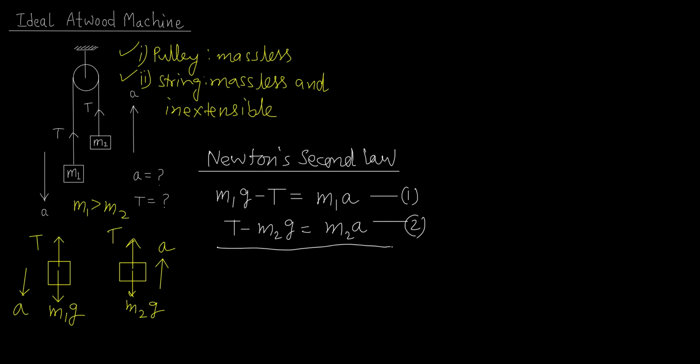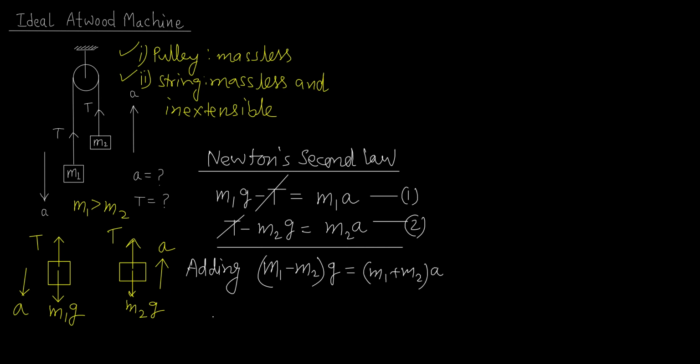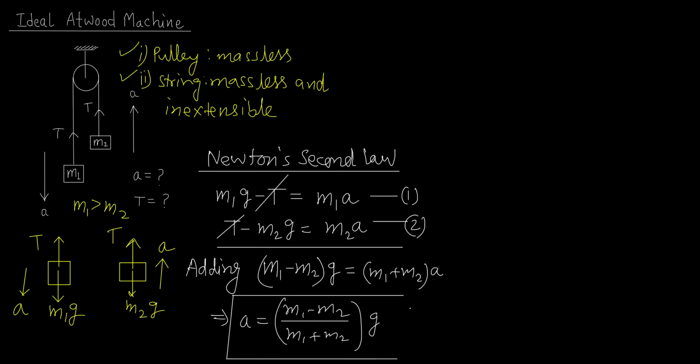Now to solve, here we have two variables, T and a. Other values are given, m1 and m2. So we can add these two equations. Then minus T and plus T will get cancelled, and you will be left with m1 minus m2 and g common on the left hand side, and on the right hand side it will be m1 plus m2 and a common. And from here you can write that a is equal to m1 minus m2 divided by m1 plus m2, times g. So this is the expression for acceleration that we had to find out.